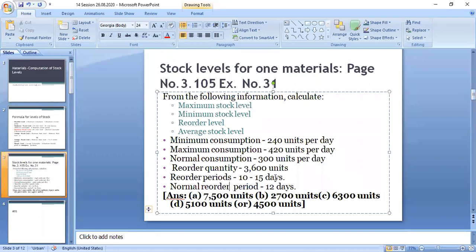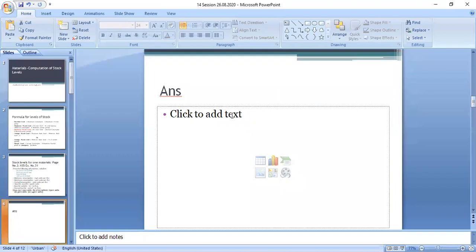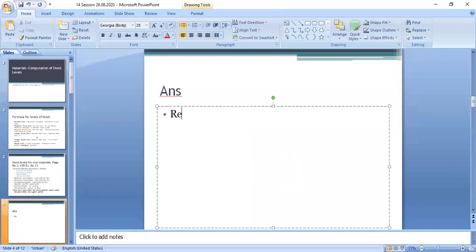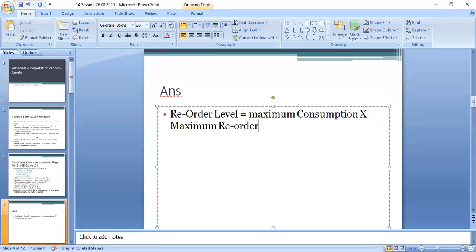The first one, you have to calculate maximum stock level. So before calculating maximum level, you should calculate reorder level. For the reorder level, you should know the formula. What is the formula? Maximum consumption into maximum reorder period. This is the formula for calculation of reorder level.